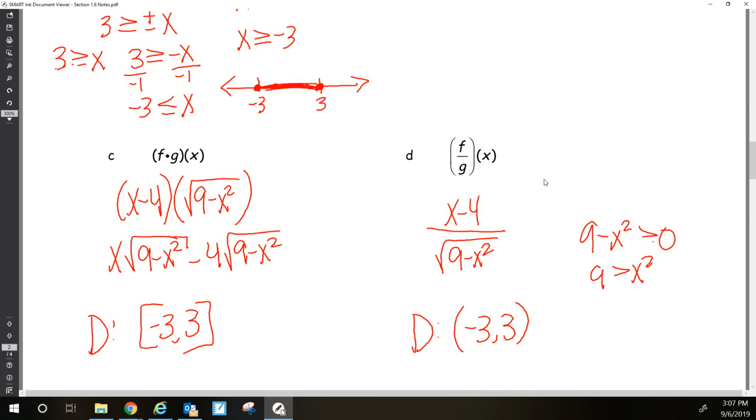All right, that's it for function operations. Coming up next is composition of functions.